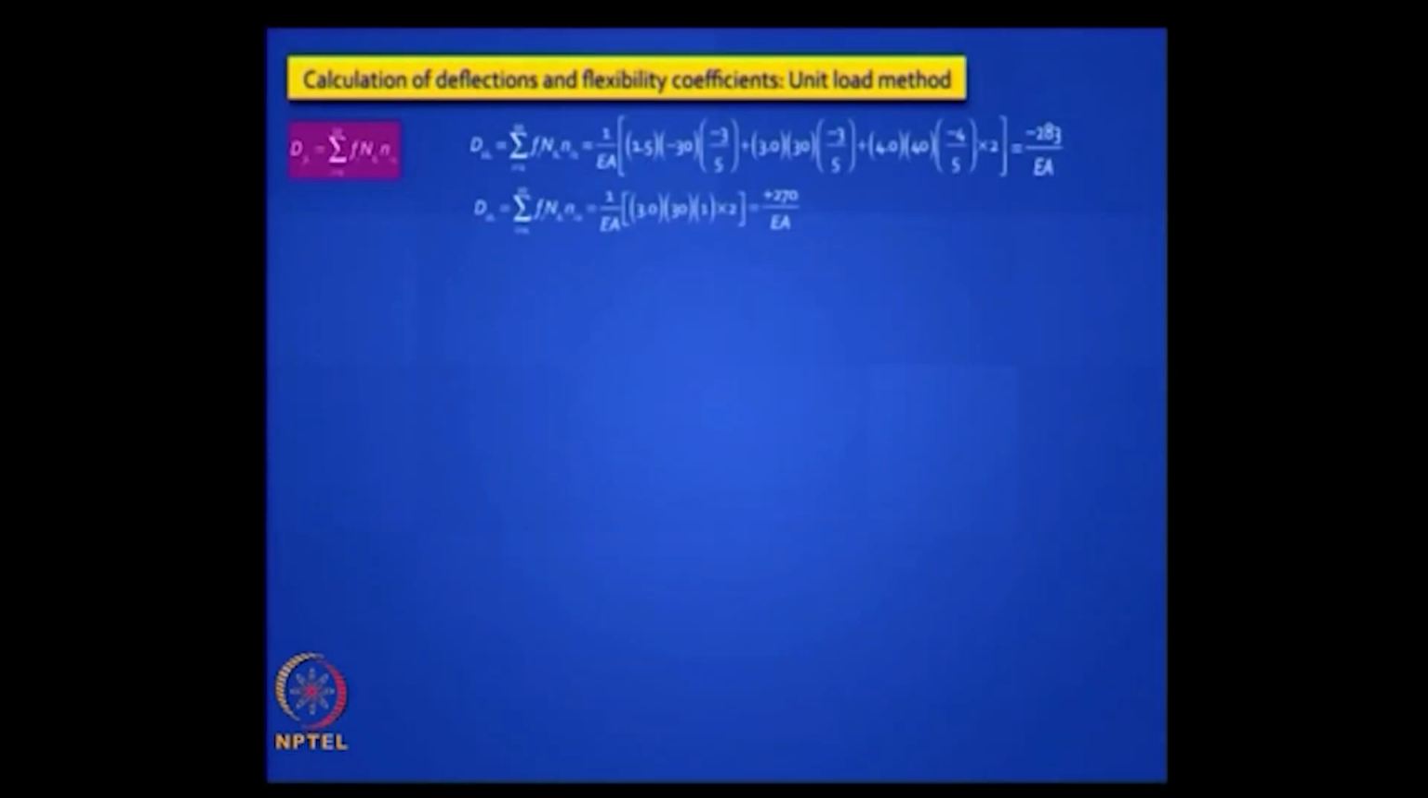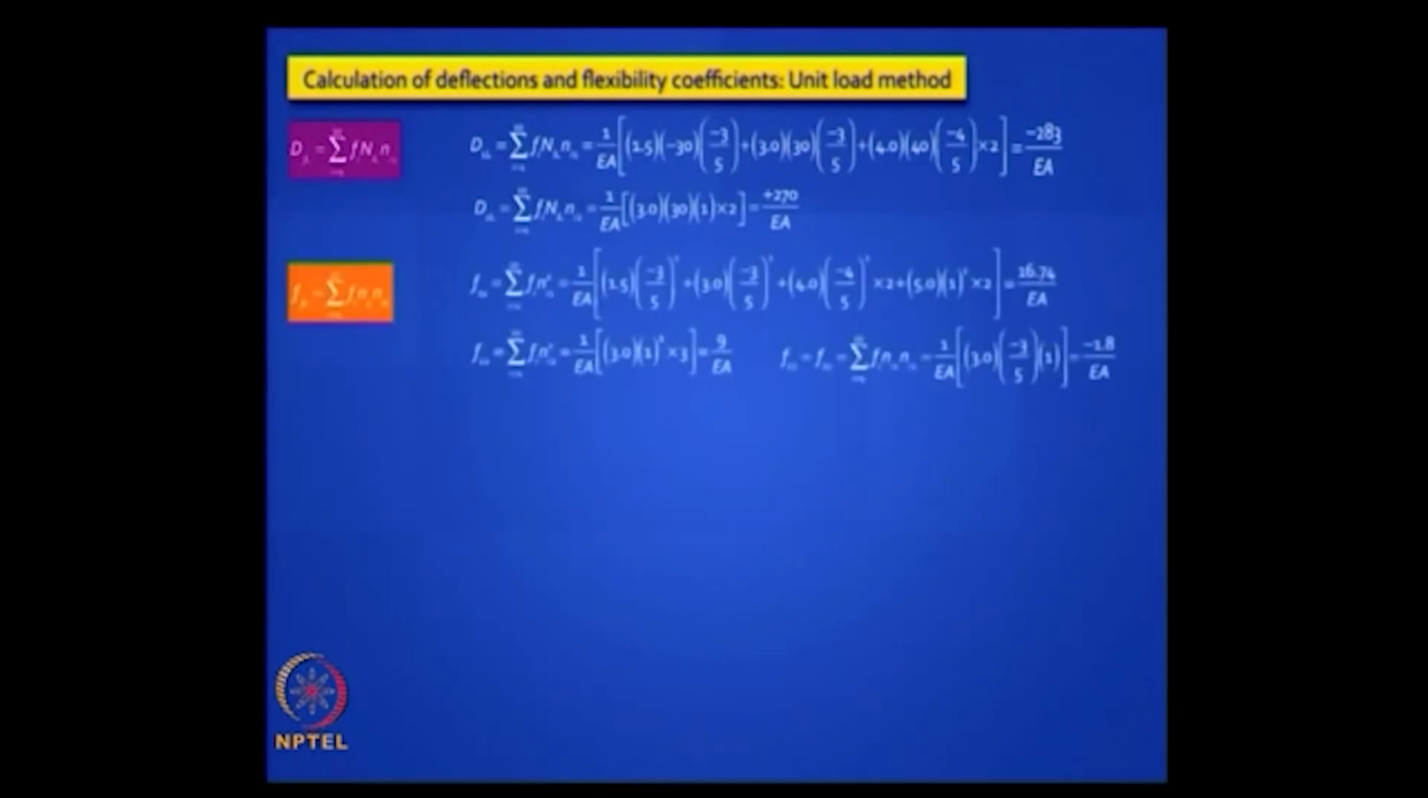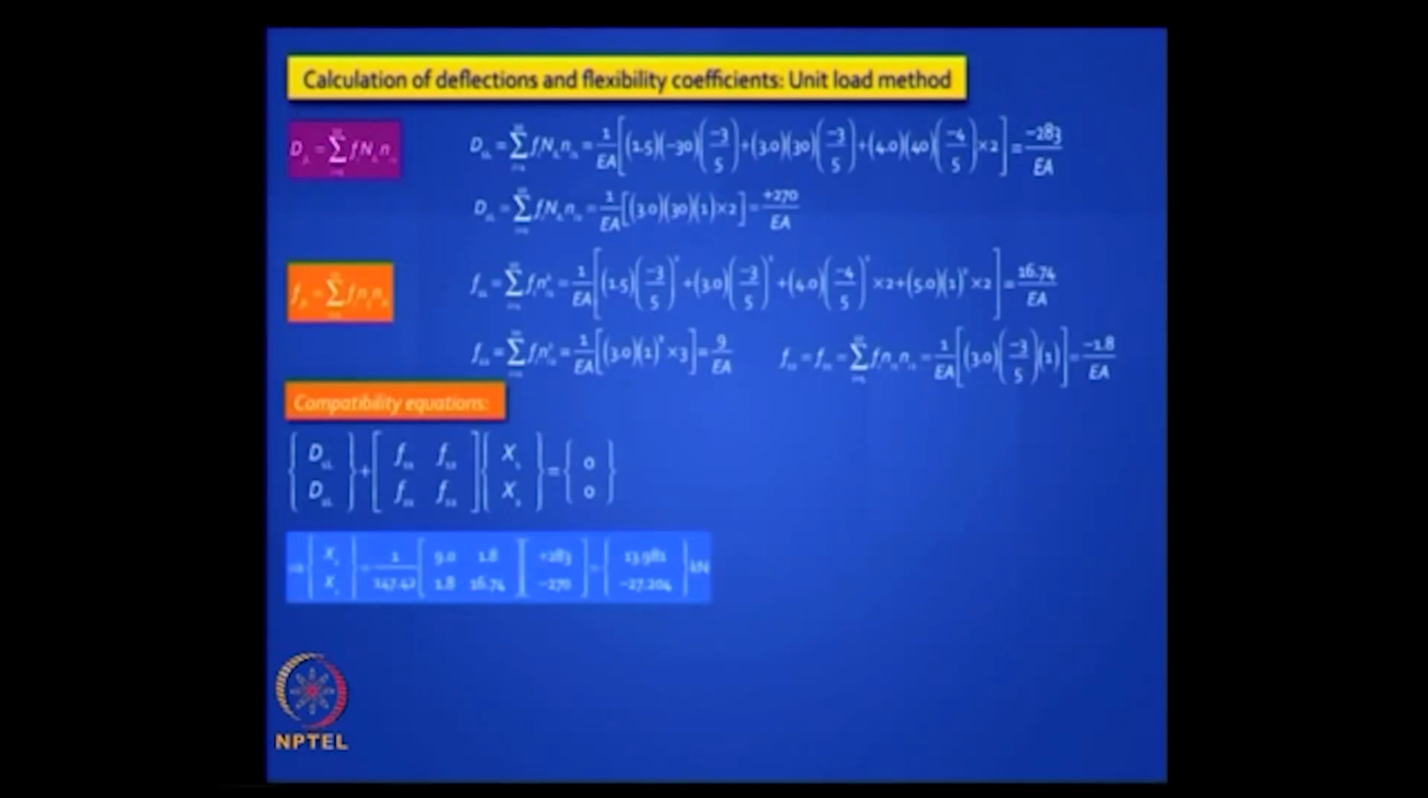Once you have done this exercise, invoke your unit load method equations. Are you clear about this? We have done this before. So get those numbers in terms of EA, and EA gets eliminated. Substitute in your compatibility equations and solve for x1 and x2. The final bar forces are given.